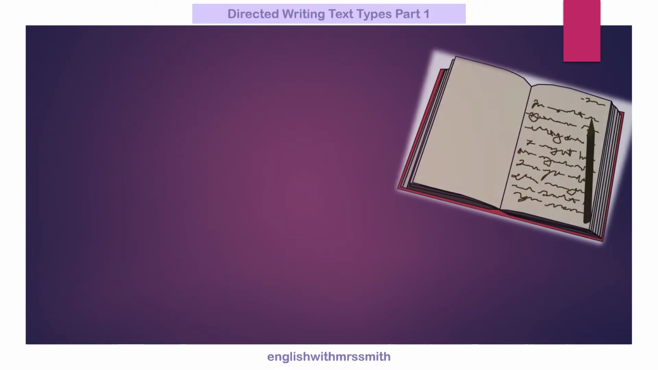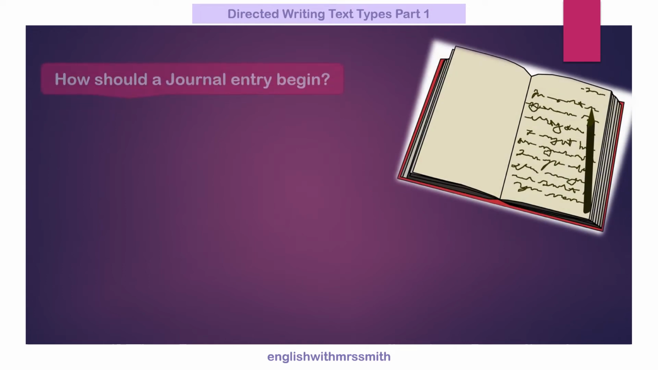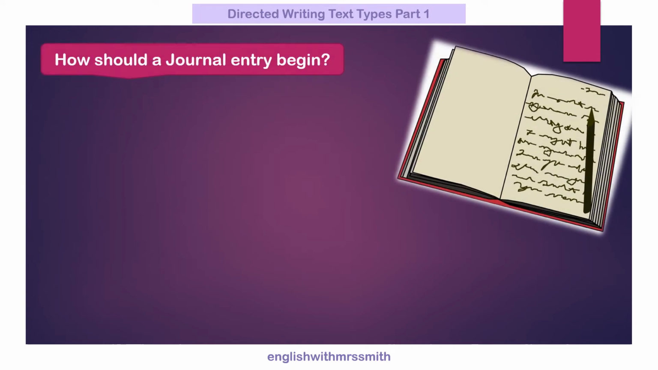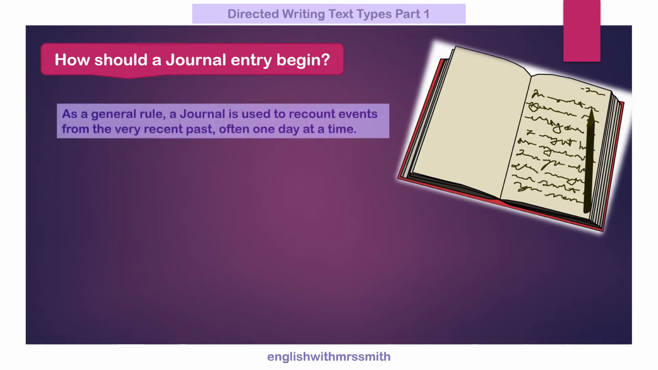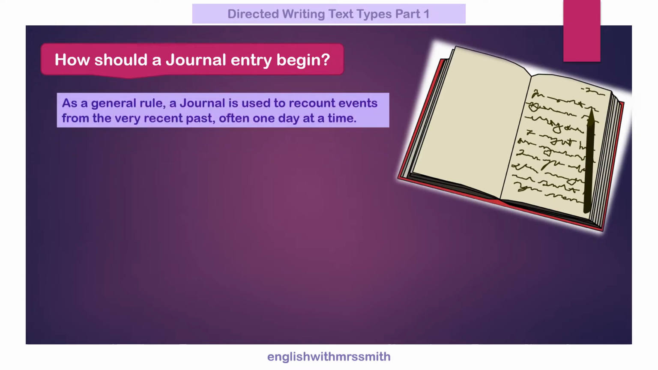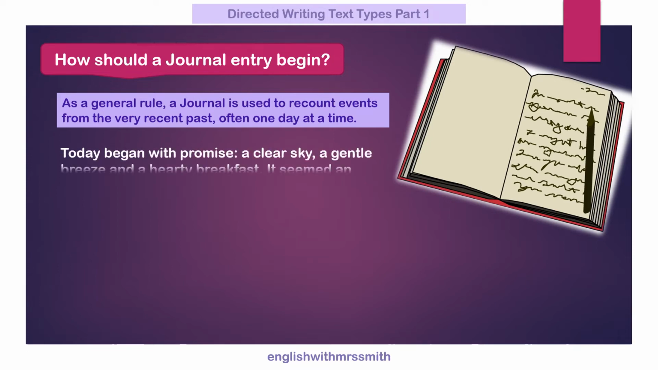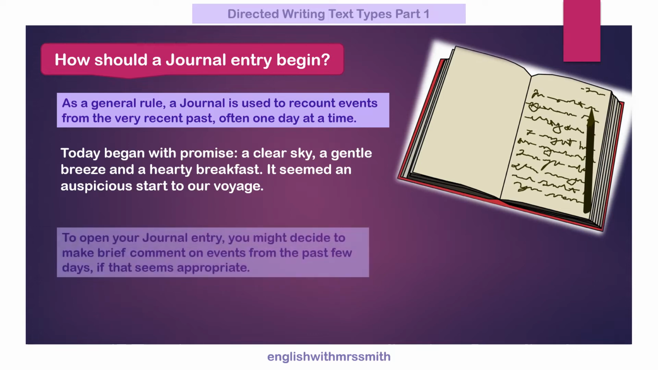So, you've highlighted and selected the key points to include in your journal, and you want to know how to begin. Bear in mind, as a general rule, a journal is used to recount events from the very recent past, often one day at a time, written at the end of that day, looking back. For example, today began with promise, a clear sky, a gentle breeze, and a hearty breakfast. It seemed an auspicious start to our voyage.